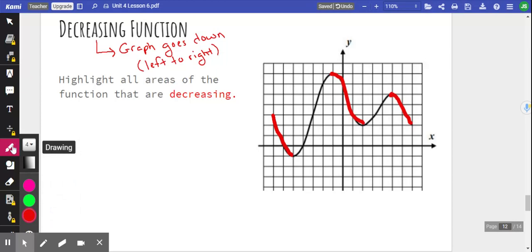Now, the way that we would write where it's decreasing is we would use interval notation, okay, or inequalities. And I'm going to do some inequalities here. So I'm not going to do this for all of them. I'm just going to look at this middle part where we're decreasing. So if I wanted to tell somebody where this graph was decreasing, I would look at where it started and where it stopped. So I just drew lines down to the x-axis.